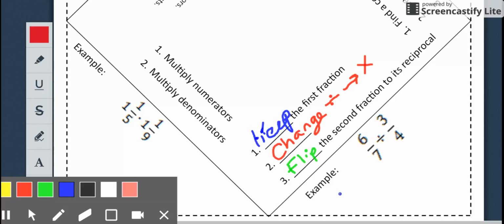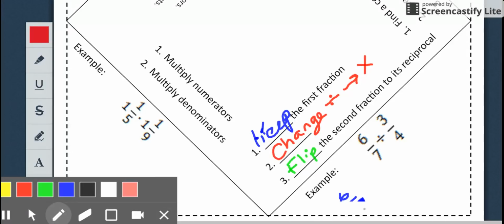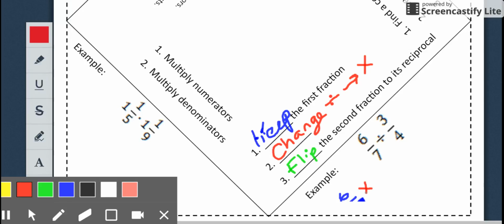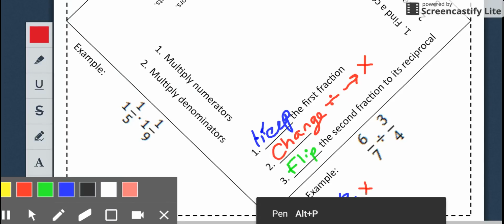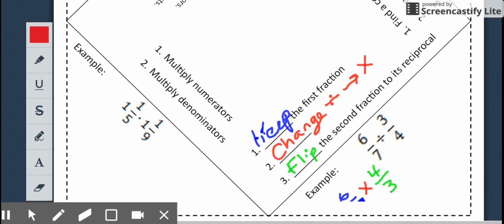Step 1 says keep the first fraction. So 6/7 stays the same. Sorry, my 7 is not really showing up. Then, instead of dividing, I'll multiply. So 6/7 times, and I'll flip that next fraction. Instead of 3/4, 4/3.